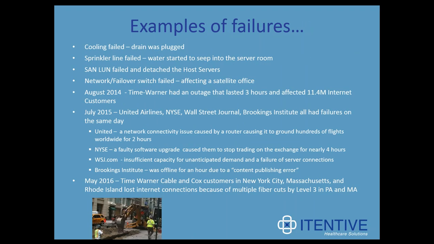This is a slide that covers examples of failures. I won't go into each one of them, but I will point out a couple of them to you. One is the second bullet that says sprinkler line failed. We don't have sprinkler lines in computer rooms. In this particular case, what happened was there was a sprinkler line outside of the computer room that had failed and started leaking water all over, and the water started to seep into the server room. So in this particular case, they had to shut down the server room, which then caused the access at the remote locations to be lost as well.